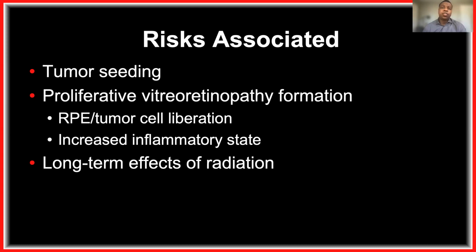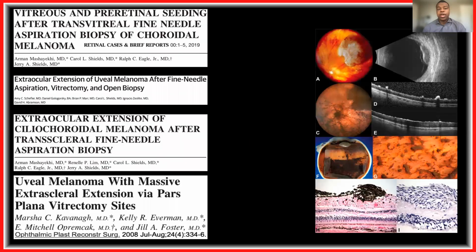Then there's the issue of proliferative vitreoretinopathy, which can be from liberation of actual tumor cells or RPE cells that can sit on the surface of the retina and contract. And then there's also the long-term considerations of radiation and how the surgery can modify some of those effects. So there have been a few case reports about extraocular extension or vitreous seeding from tumors, but this is something that tends to be particularly rare.